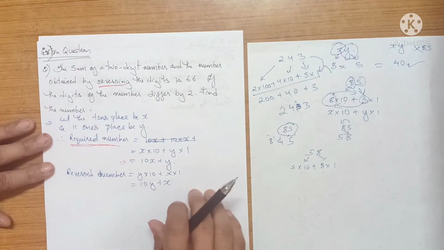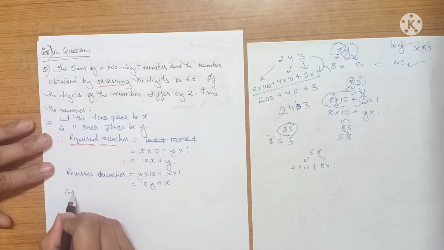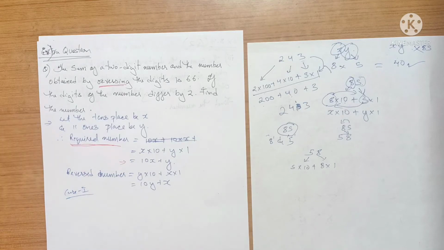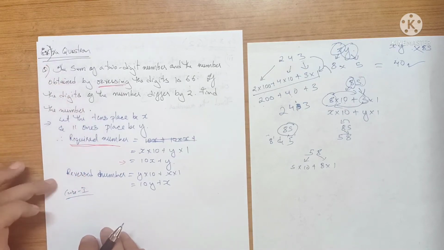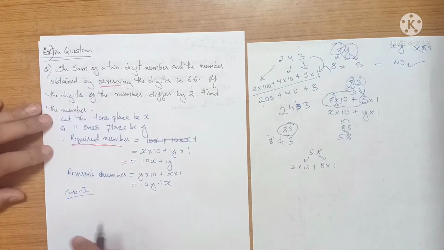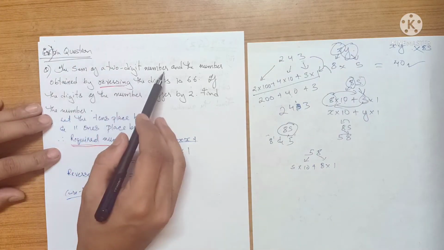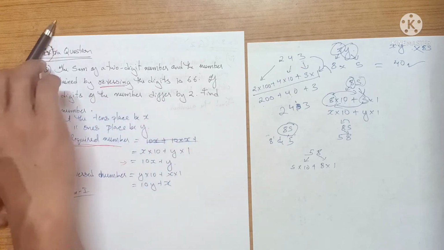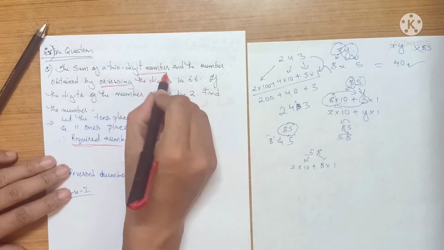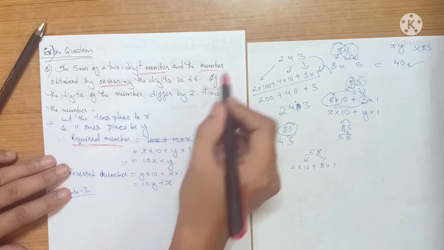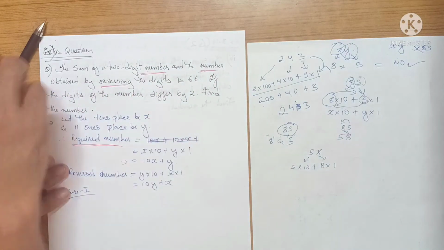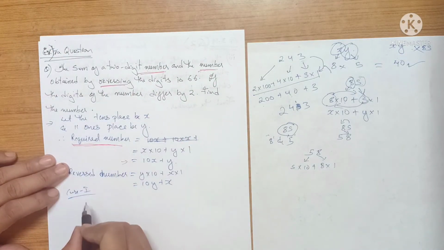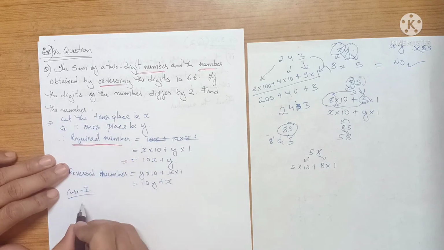And then up to here same, and then we're going to start according to what the question is asking us to do. Okay, so up to here same, and from here according to what the question is saying. So, the sum of a two-digit number and the number obtained by reversing the digits. So this is a number, this is a number.